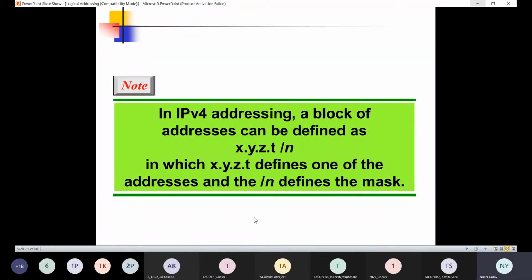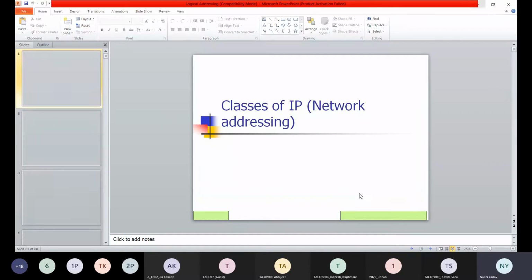Now, how is it defined in IPv4 addressing? A block of addresses can be defined as x.y.z.t/n. So x.y.z.t defines one of the addresses and /n defines the mask. Okay, so let's go into detail of this.